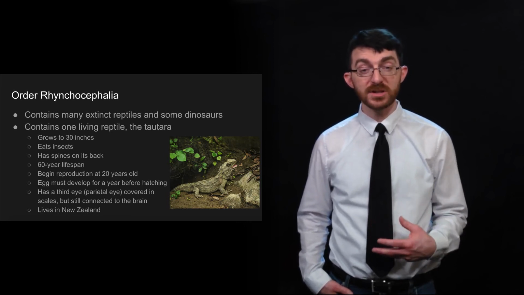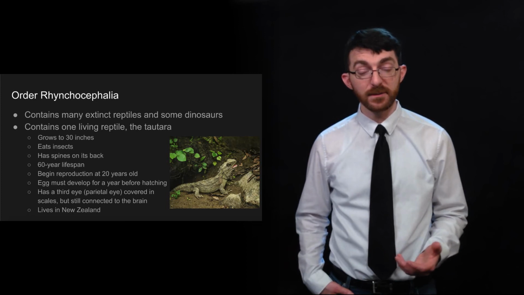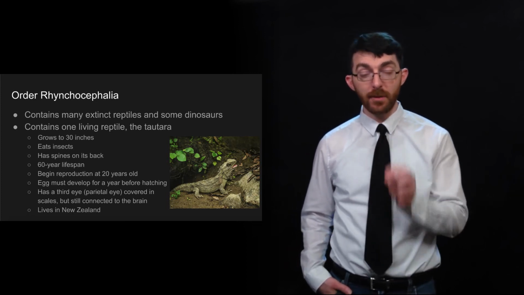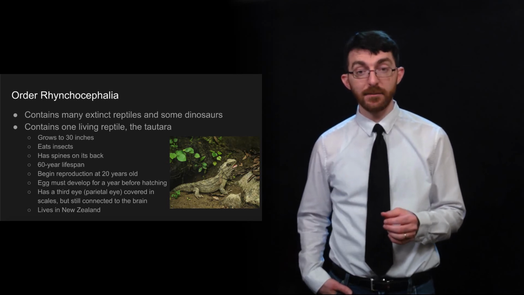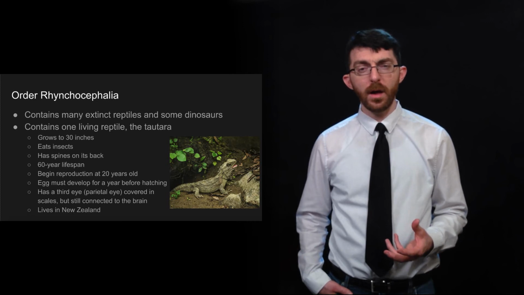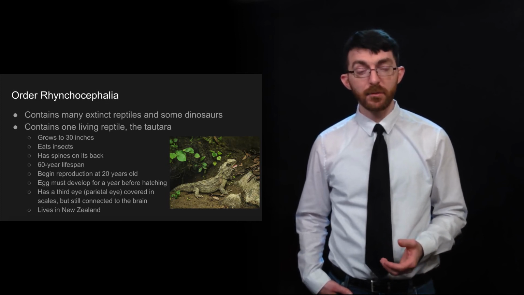It grows to 30 inches long and eats insects and has spines on its back. And most notably, it has a third eye. It's called a parietal eye, and it's actually covered in scales, but it's still hooked up to the brain. All right, well, that is a survey of reptiles.